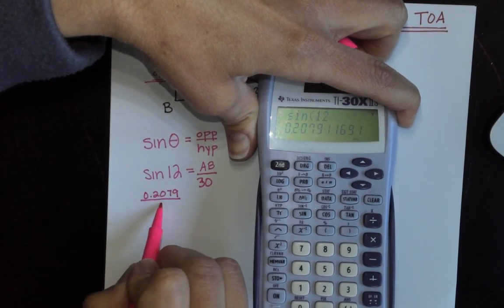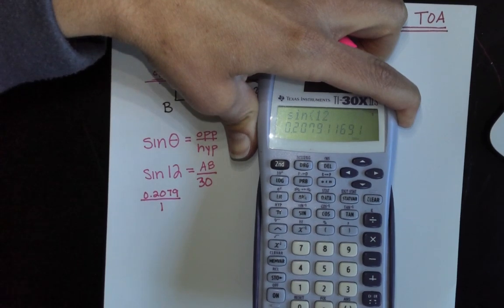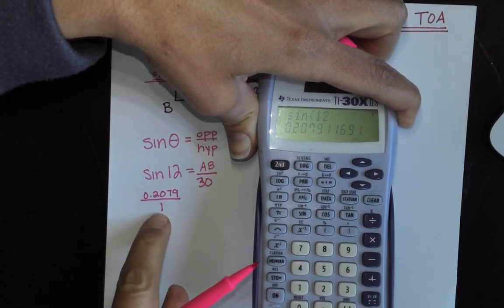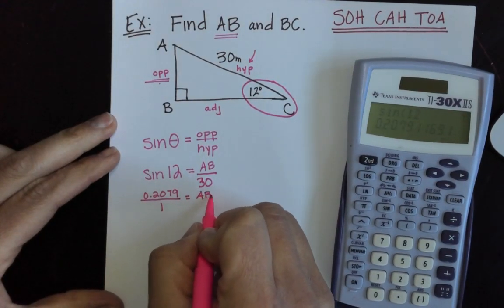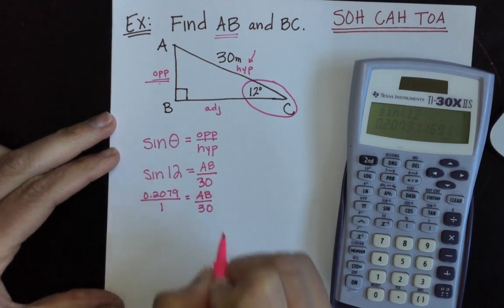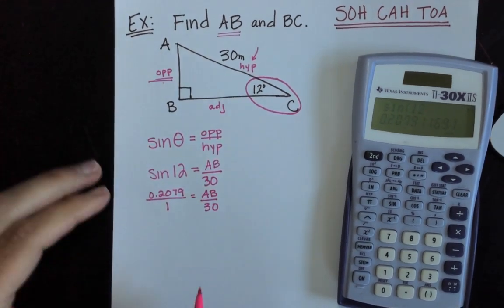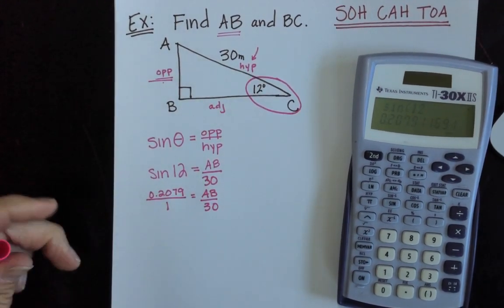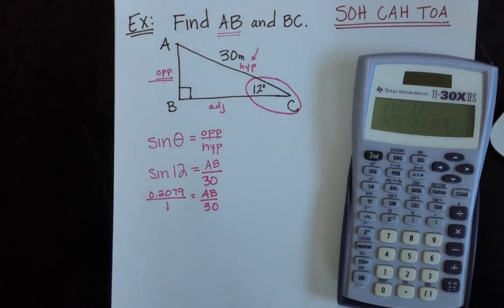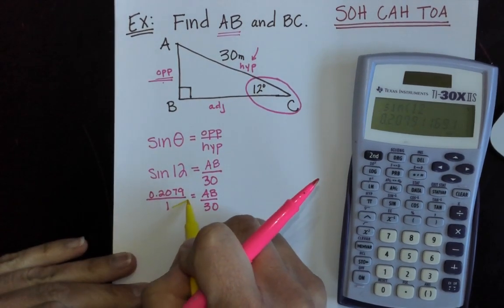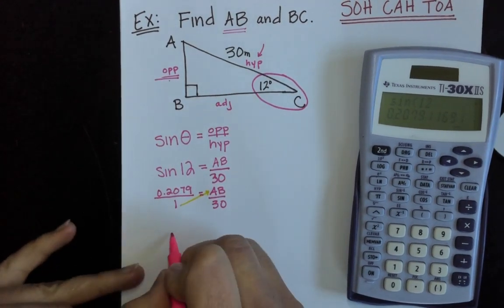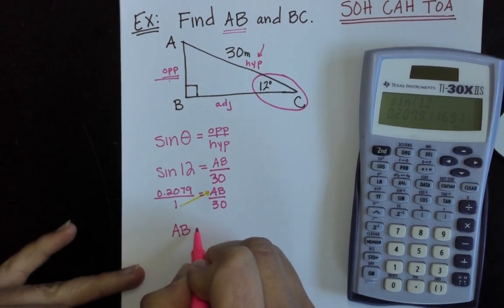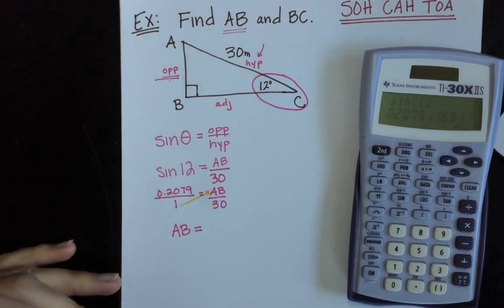0.2079, and we put it over 1 to remind me that it's a decimal, and we're using a ratio. And then I rewrite AB over 30. We're going to cross multiply to solve. So again, when we cross multiply, here's what's going to be nice about this one. 1 times AB is just going to be AB. There's nothing to do there.